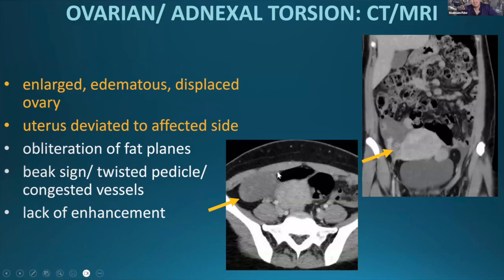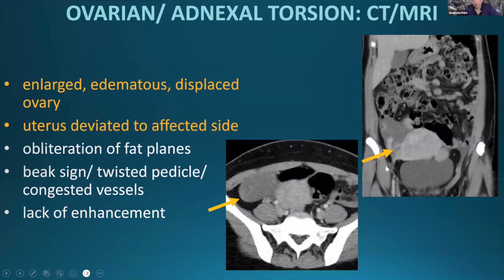How about in CT? So on CT, what we're looking for is basically an enlarged edematous displaced ovary. It tends to be more high riding within the pelvis rather than lower down in the pelvis. You'll also see that the uterus is deviated to the affected side. There'll be obliteration of fat planes. You can look for the beak sign or the twisted pedicle sign, and the ovary will enhance less than normally.